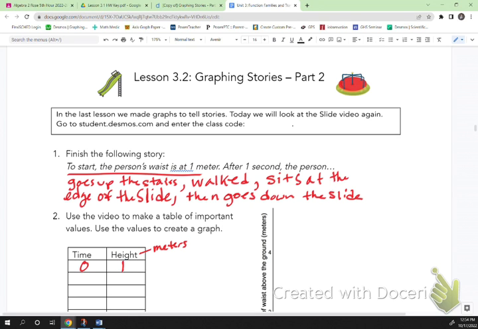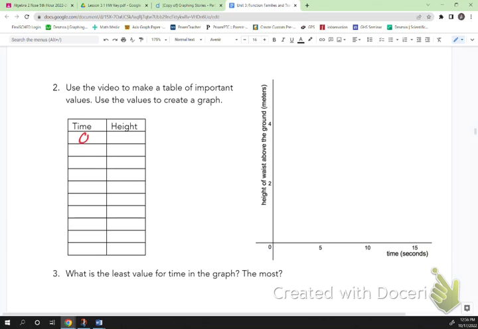We'll watch it one more time to see if we missed anything. Okay, we know he started. It took him a second. He's standing there. It took him a second to start walking up the stairs. At about 5 seconds after he gets up the stairs, he's high off the ground. Then he walks straight across.